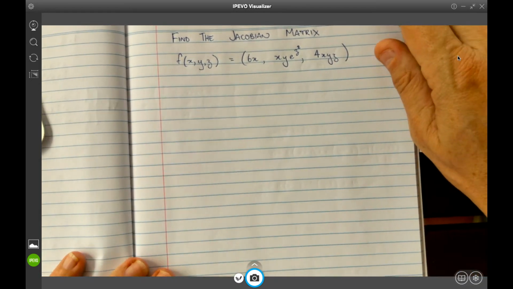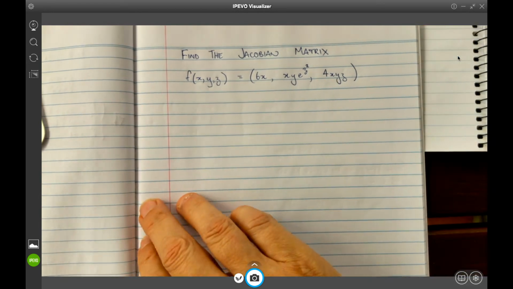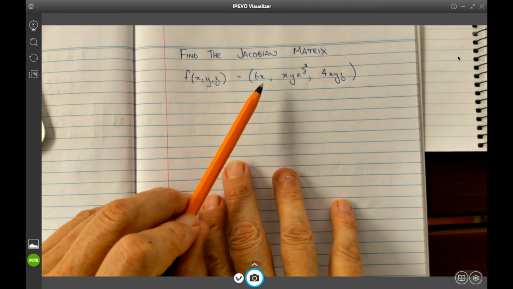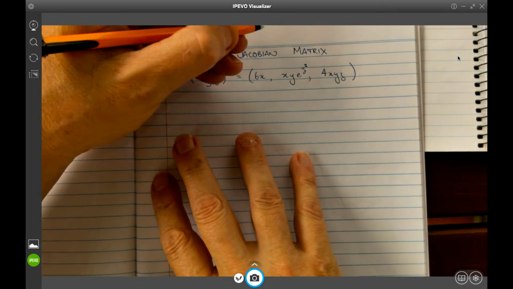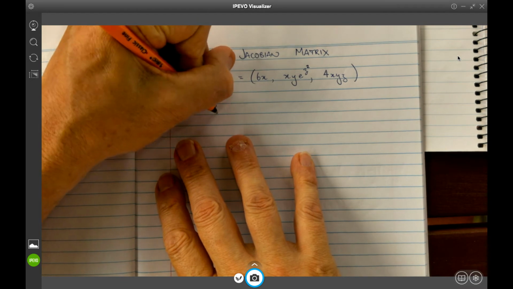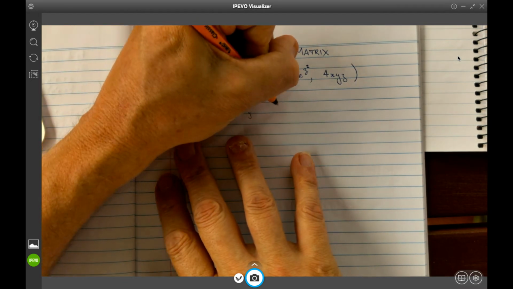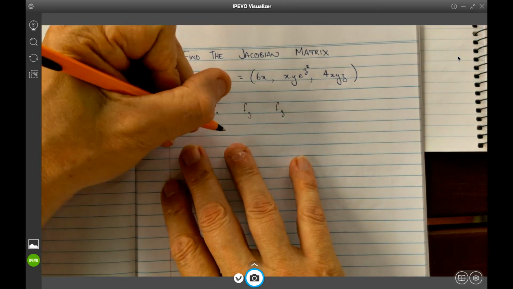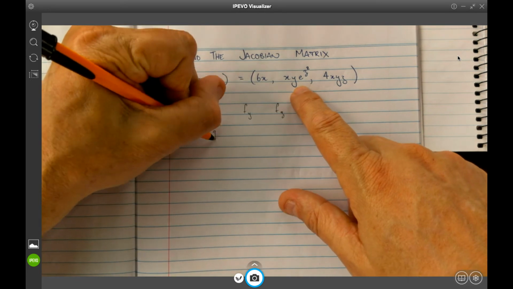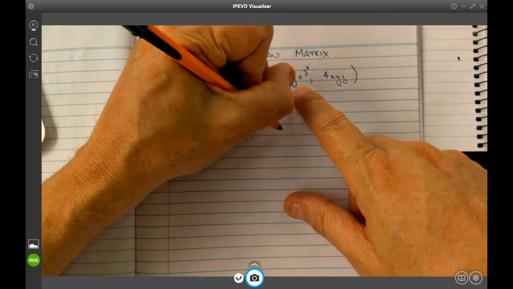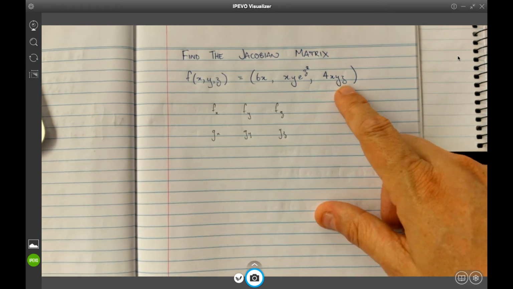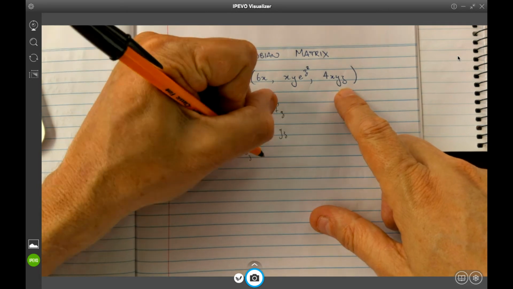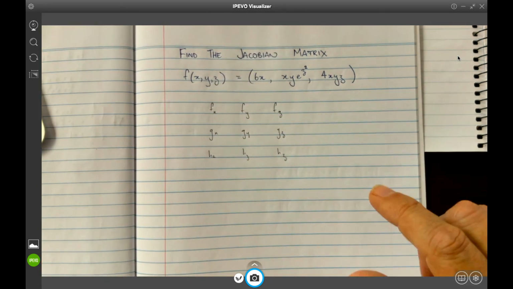Okay, so what we're after is the Jacobian matrix of this. All the Jacobian matrix basically is, we look at the very first one and we look at, say, f of x, f of y, f of z, and then we look at the next one, let's call it g. So we do g of x, g of y, g of z. And then we look at the last one, we do the same thing, h of x, h of y, h of z. That's all the Jacobian matrix is.